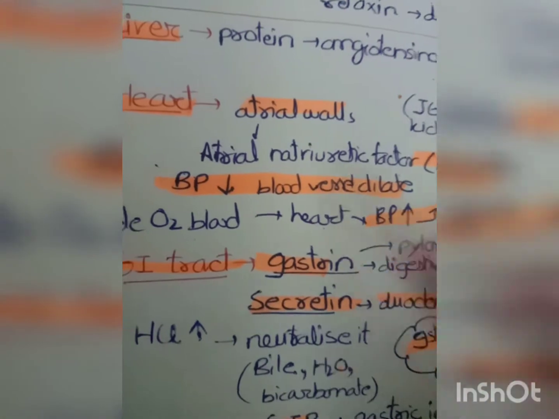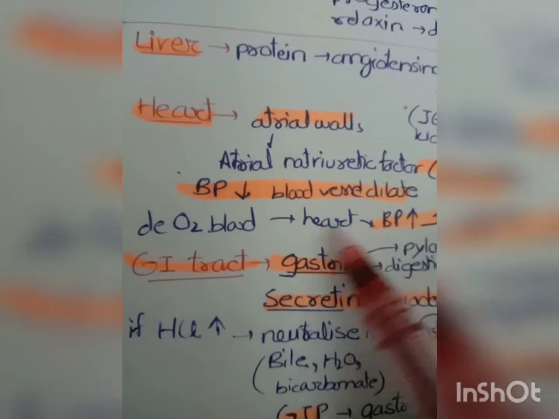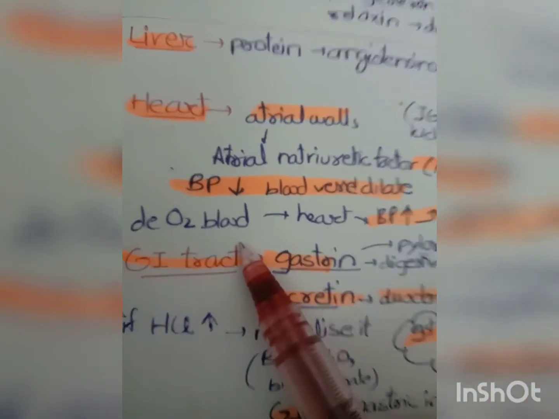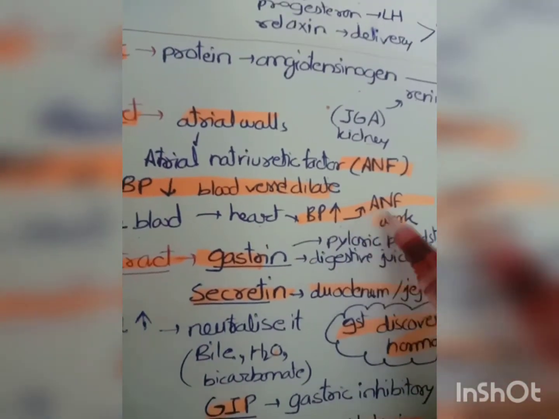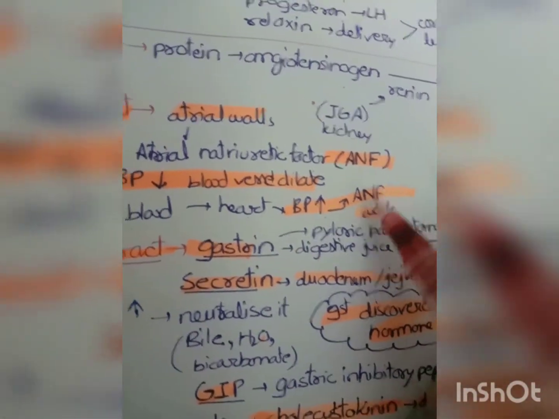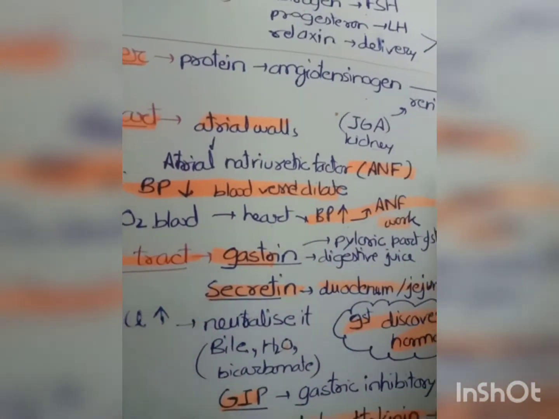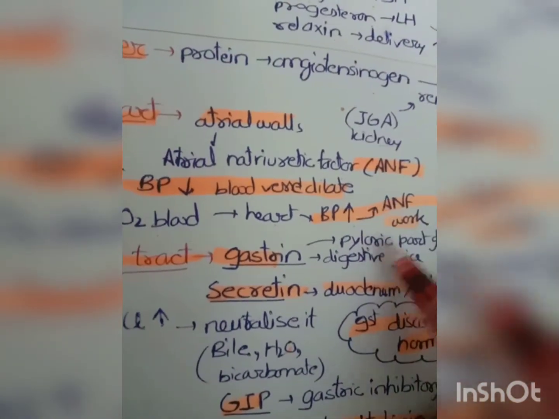Now, how is this hormone secreted? When the deoxygenated blood flows into the heart, the BP increases. And hence in this way the ANF works. At this time the ANF works and it decreases the blood pressure.